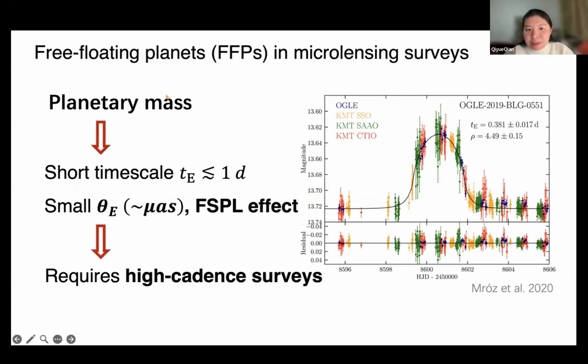So microlensing makes it possible to detect faint isolated objects, such as free-floating planets. And due to the low mass of the free-floating planets, their microlensing events can have extremely short time scales, typically lasting less than 1 day. And their angular Einstein radii are only at the level of micro-arcsecond, which are comparable to the source stars. So as the example shows, they tend to show finite source point length effect. So the detection and the constraints to the FFP events requires high cadence surveys.